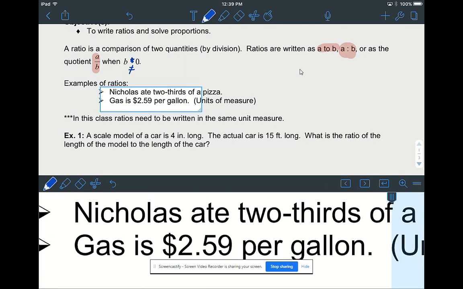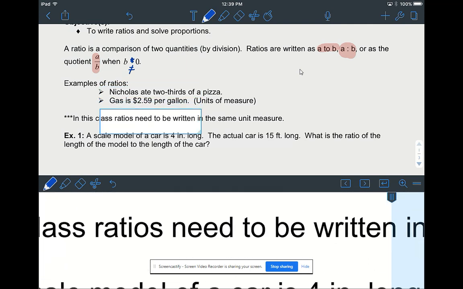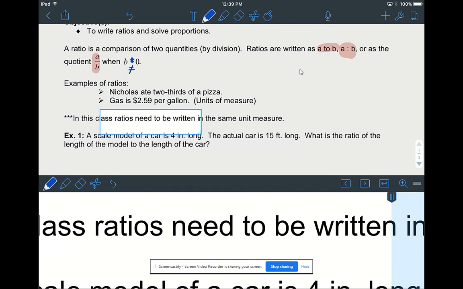So as long as we do not have a 0 in the denominator, we are good. All right, examples of ratios. You guys have ratios all over the place in your world. First one here: Nicholas ate 2/3 of a pizza. If you eat 4 pieces out of 8 pieces, that would be 1/2 of a pizza. The biggest one you are going to start looking at is gas is $2.59 per gallon. Right now with all this quarantine stuff, gas is actually like $1.70 something per gallon, which is super cheap, which is really good for you guys. But you're going to have to start paying attention to those different ratios, like miles per hour on the highway and all that kind of stuff.